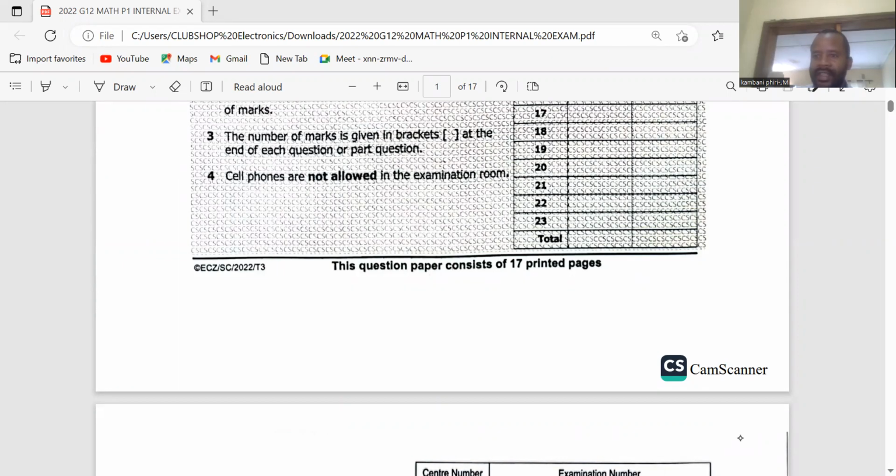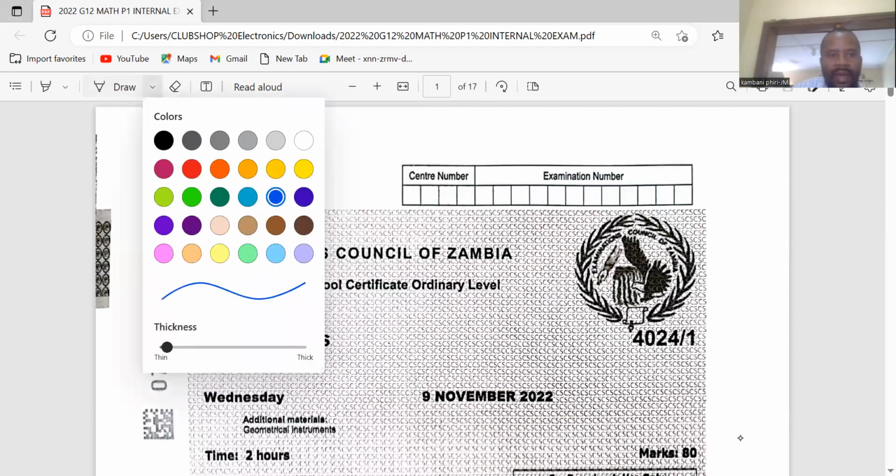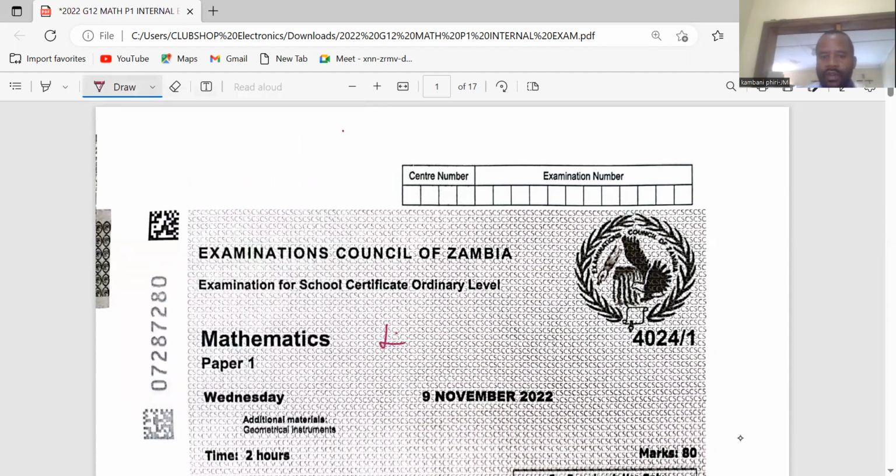Hello. Welcome to this presentation where we want to look at a few questions from the Examination Council of Zambia, examination for school certificate level, that is grade 12, for November 9th, which is 2022. And the paper we are talking about is 24, and it's paper 1. This is the paper we are talking about. This is the code that we are dealing with. Remember that there are different codes, and now we are dealing with this one.